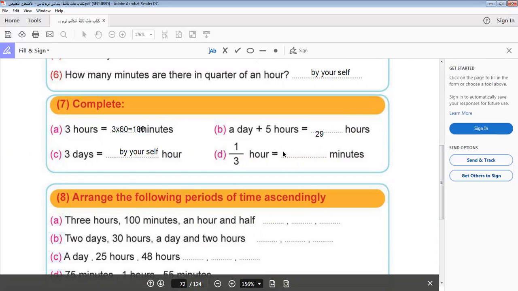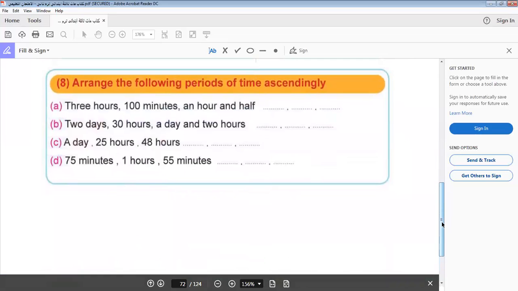Third, a third of an hour, how many minutes? Since the hour has 60 minutes, a third of an hour is 60 divided by 3, and you have to keep it. It's so easy. 60 divided by 3 will be 20. So keep that well. A third of an hour is 20 minutes.